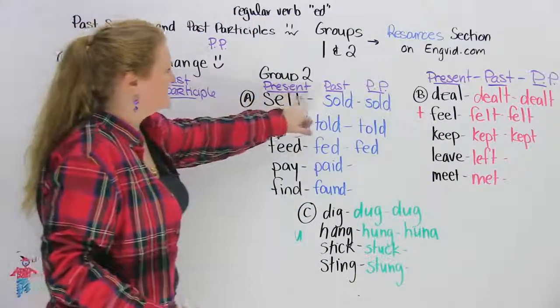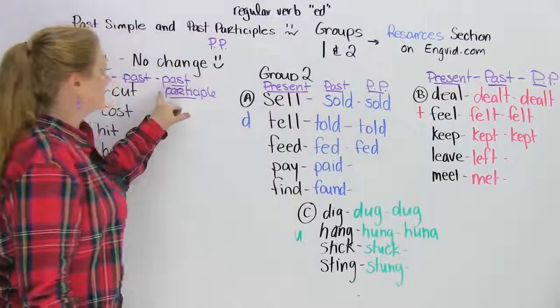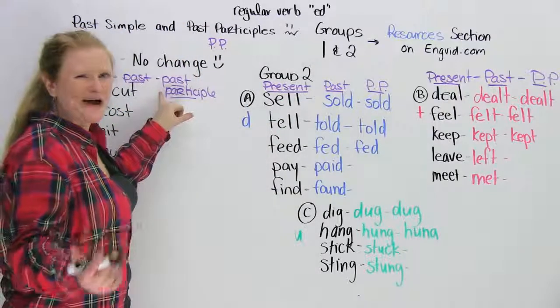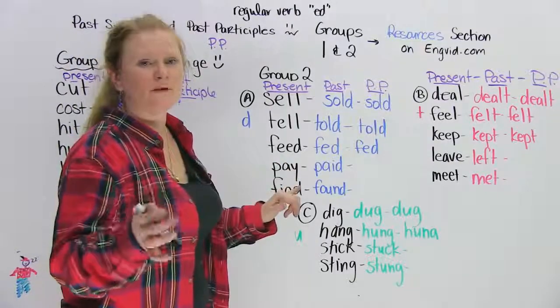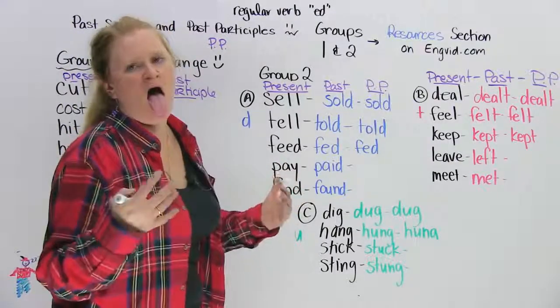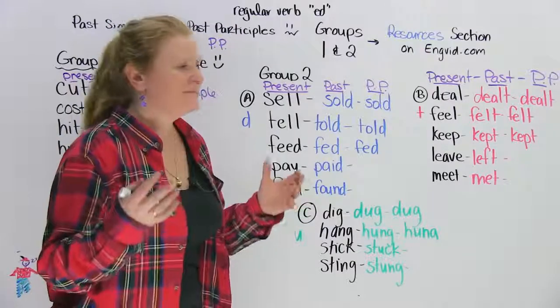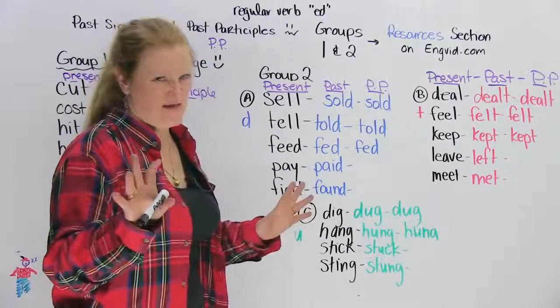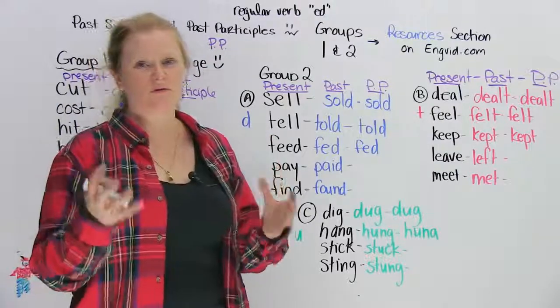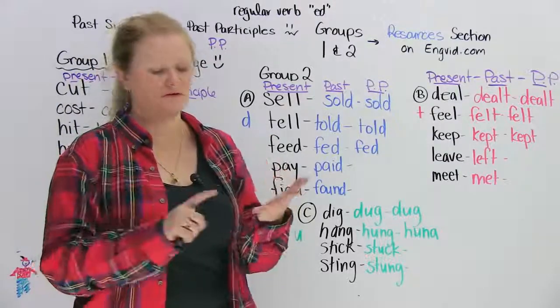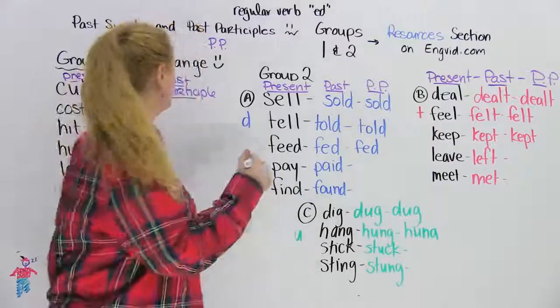So we have the present tense, we have the past, and we have what's called the past participle. Have you heard of this before? The past participle, it's so difficult for me to say, so I'm going to call it PP from now on. So the past participle, you're going to have to use if you learn present perfect.